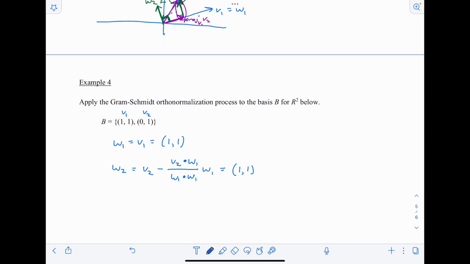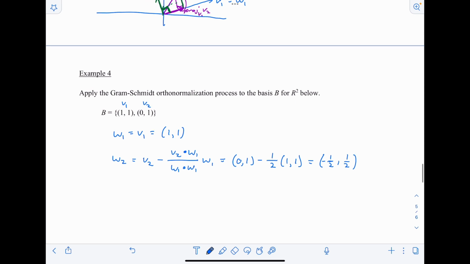And then minus the dot product of V2 and W1, which is also V1, is 0 plus 1, or 1. And then on the bottom, the dot product of W1 and W1 is 1 plus 1, or 2. And we're multiplying that by W1, which is 1, 1. And I think I made a mistake here. This first vector I messed up on. That shouldn't be 1, 1. That should be V2. That should be 0, 1. Okay. So we've got 0 minus 1/2 is negative 1/2. And then 1 minus 1/2 is a positive 1/2.